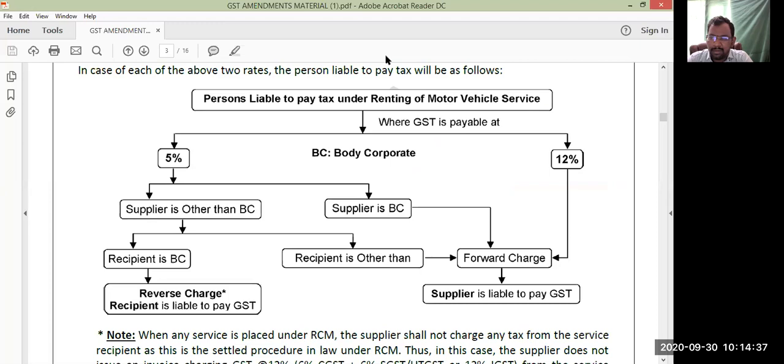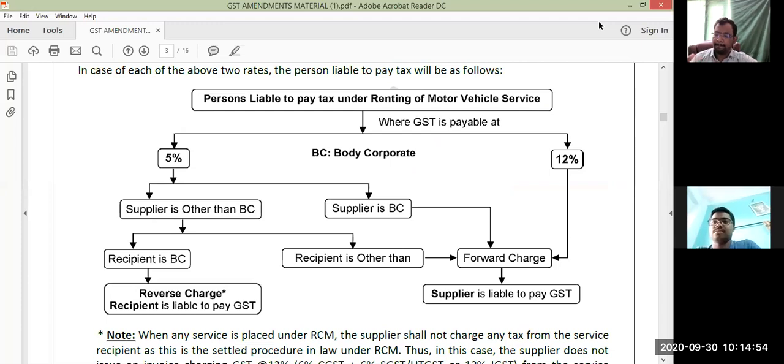Are you following, right? So let us see with some examples. First of all, what do you mean by body corporate? Tell me more.